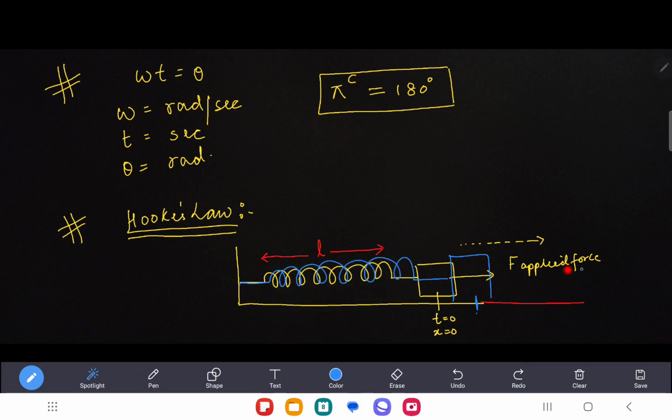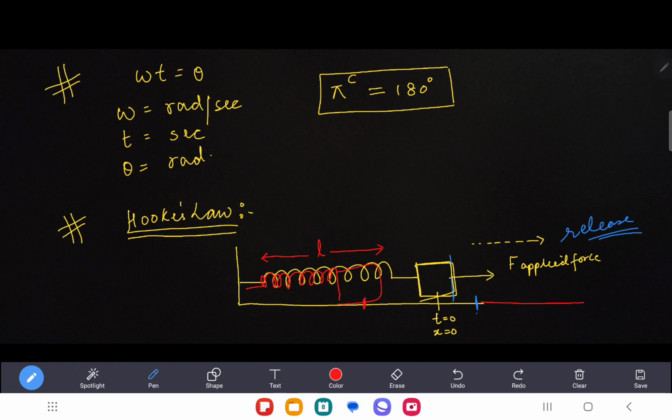But the moment you release that force, what is going to happen? This box is going to move back to its original position, isn't it? It'll go back in front, right? And once it reaches this original position, it is going to compress back and come here at the red position.